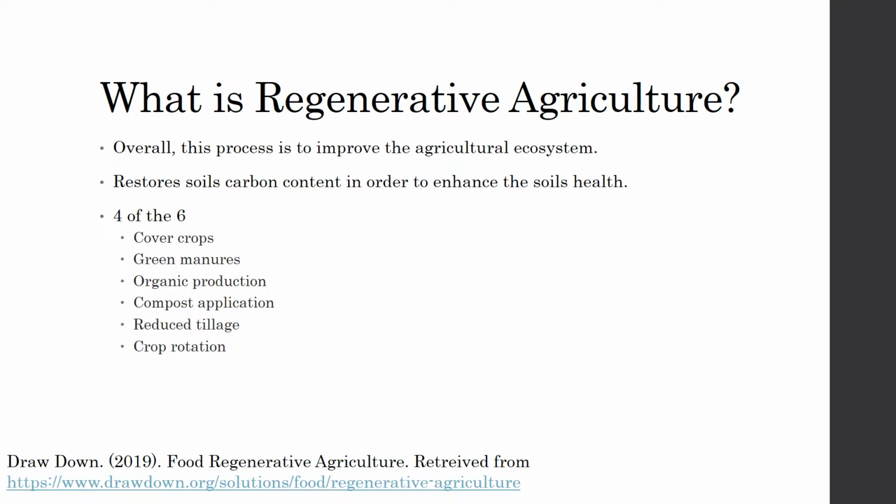You have to have 4 of the following 6 things for it to be considered regenerative agriculture. Some of these things are cover crops, green manures, organic production, compost application, reduced tillage, and crop rotation.